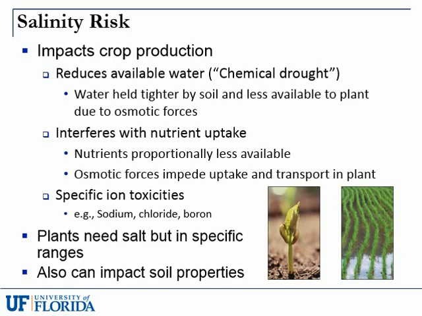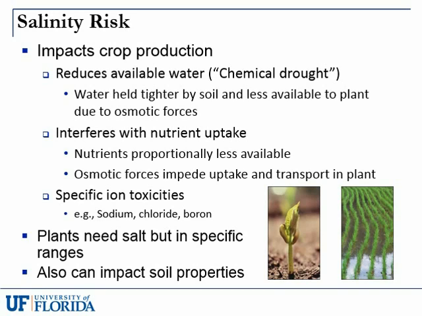So what happens is, essentially, you're getting what's called a chemical drought. As your salts increase, the water is going to be less available, and consequently with that, a lot of times the nutrients will be less available. So it's going to tie into some of the talks that you're going to get later today as well, of how available some of your nutrients are going to be when you put those into the system.